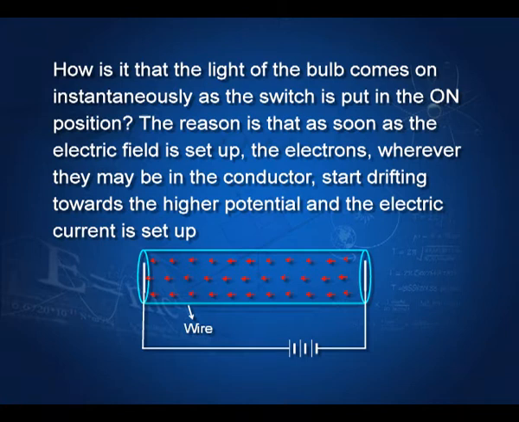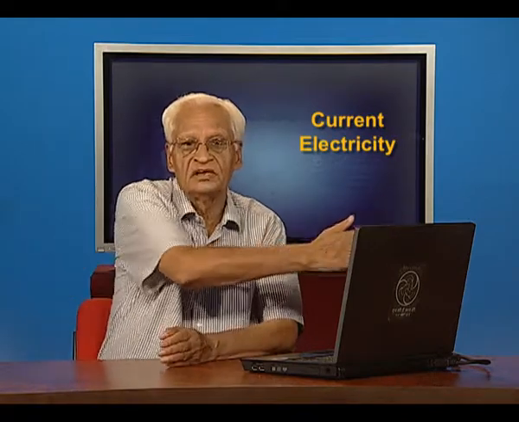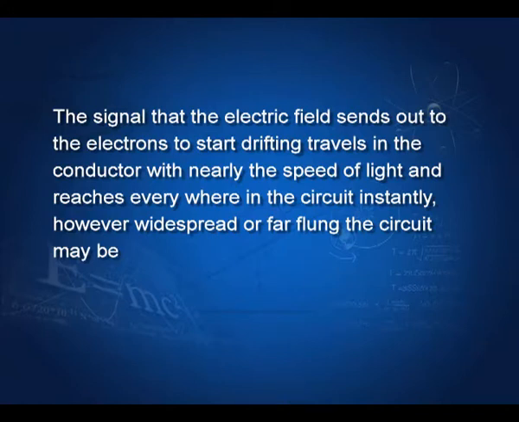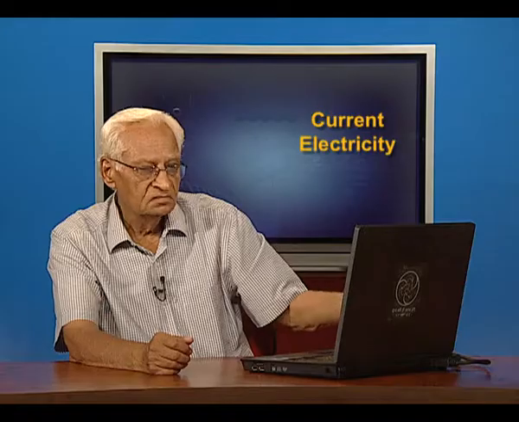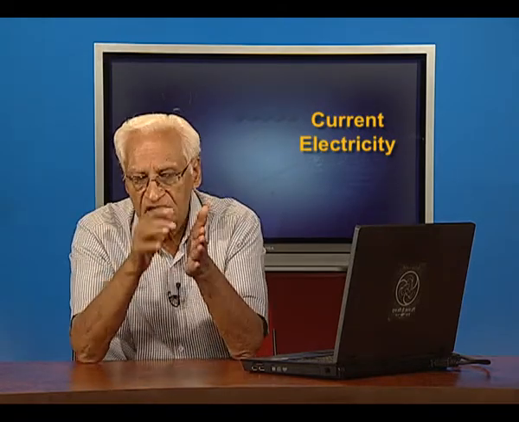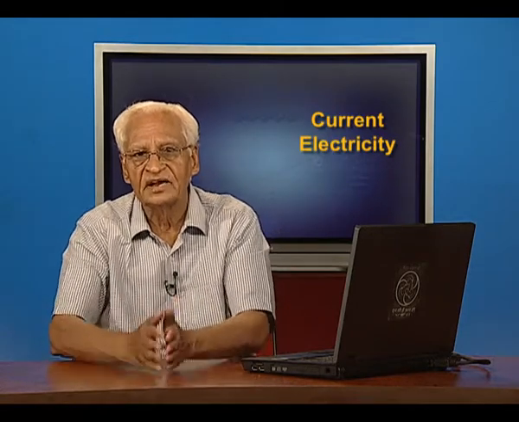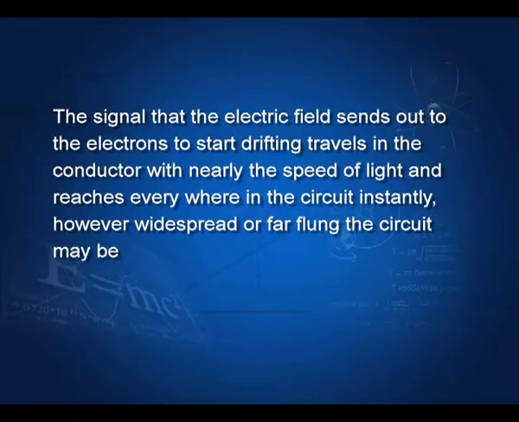Just like a general gives a command and soldiers wherever they are start moving, the signal that the electric field sends out to the electrons to start drifting travels in the conductor with nearly the speed of light and reaches wherever it may have to reach in a very, very short time, almost instantaneously. Therefore, whenever the switch is put in the on position, the bulb glows. Because the time taken, even if the bulb is, let us say, several meters away, it doesn't matter. The time taken is very short. The signal travels with the velocity of light. And therefore, the current flows immediately and we have the bulb glowing.